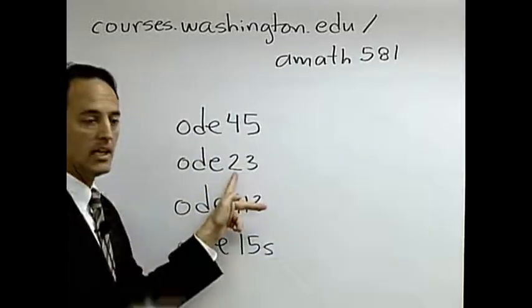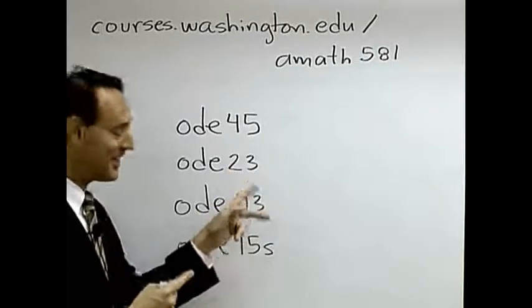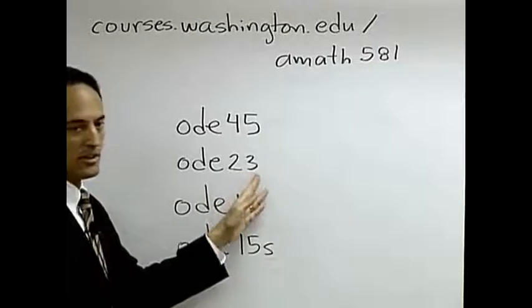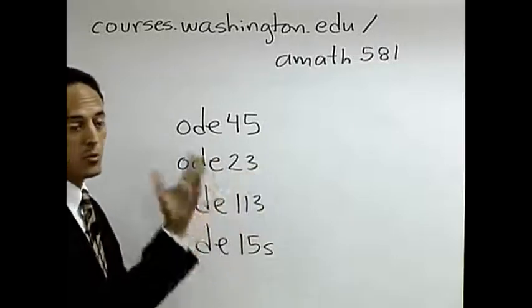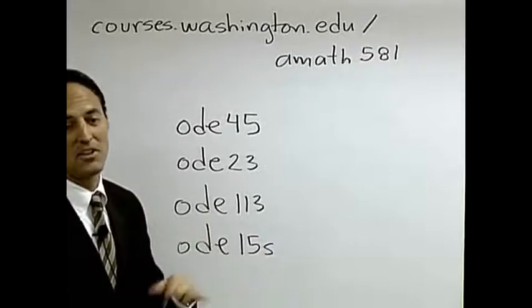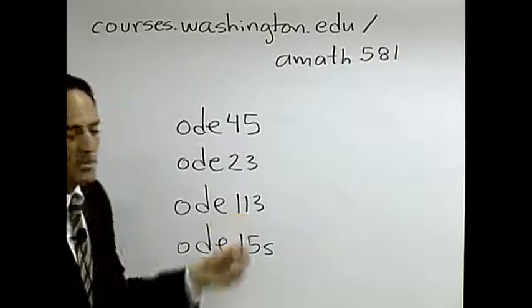ODE23. Global error, local error. And of course, these schemes were developed specifically with Michael Jordan in mind. That's the part they don't tell you. ODE113, this is a predictor-corrector.